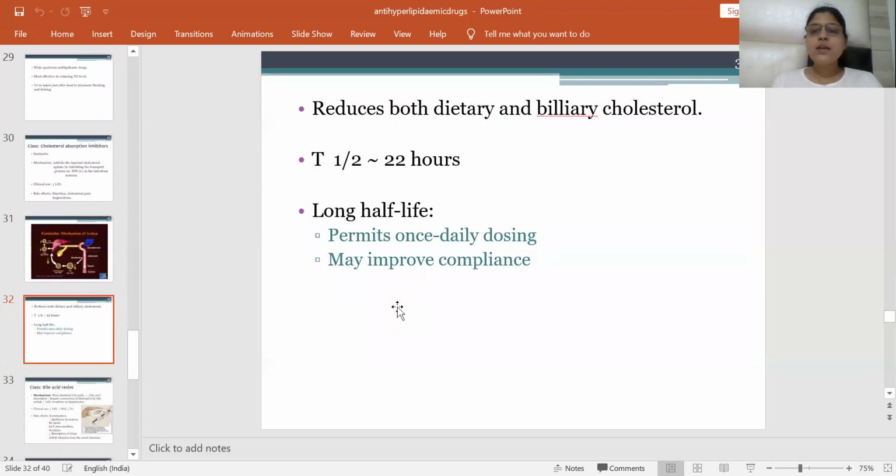It reduces both dietary and biliary cholesterol. Half-life is 22 hours. Long half-life permits once daily dosing and may improve the compliance. Because of once daily dosing, the patient does not stop taking the drug. Only once a day they have to take the drug. So it is very effective.